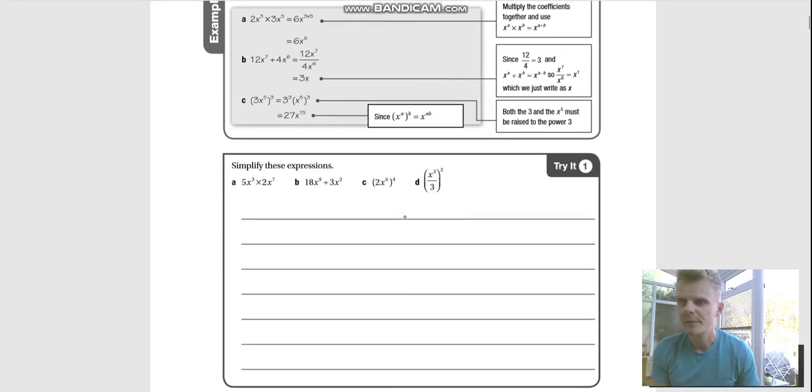So simplify these expressions. So really the thing to remember is this is just one big long multiplication. So it's 5 times x cubed times 2 times x to the power of 7. So multiplication you can do in any order. So we'll have the 5 times the 2 out first, which makes 10. And x cubed times x to the power of 7 is x to the power of 10.